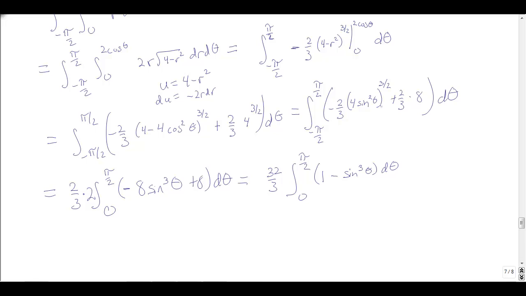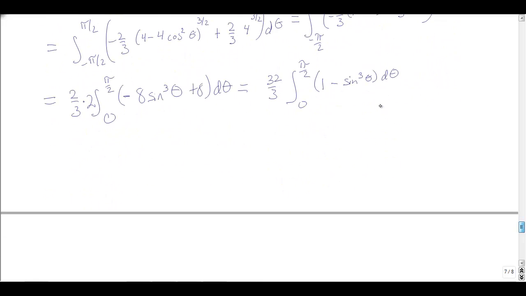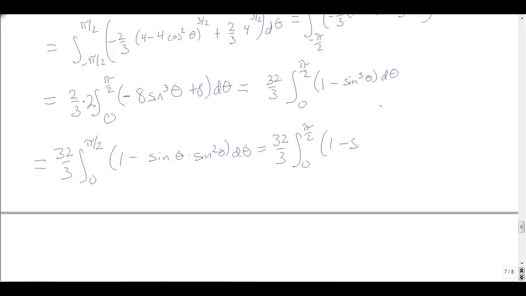And now what I'm worried about most is integrating that sine cubed theta. So to do that, what I'm going to use is some trig identities. So I get a 1 minus, I'm going to write sine cubed theta as sine theta times sine squared theta, d theta. And then what I can do is take the sine squared theta and write that as 1 minus cosine squared theta, d theta.